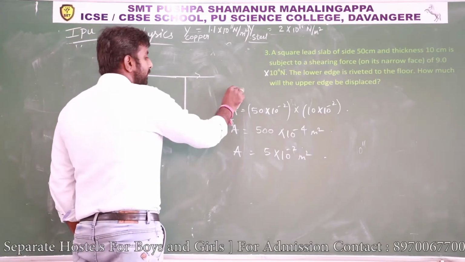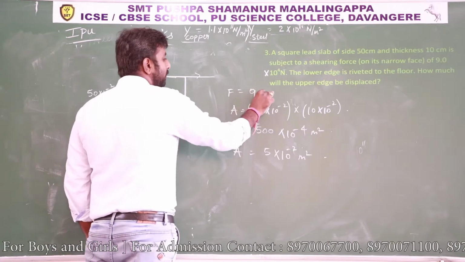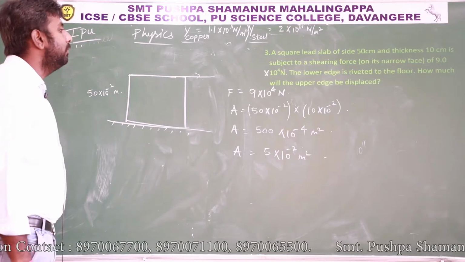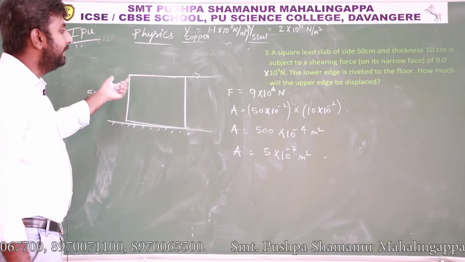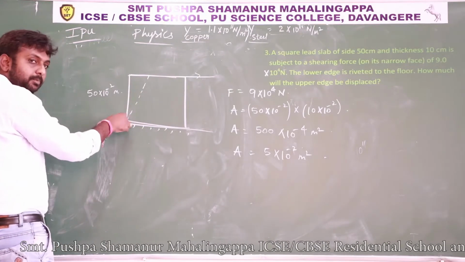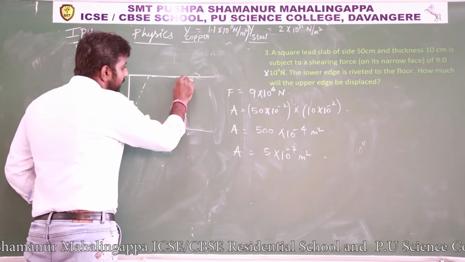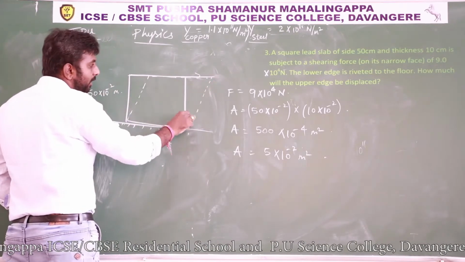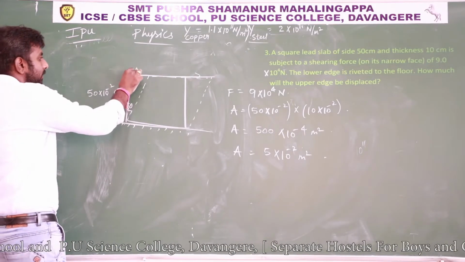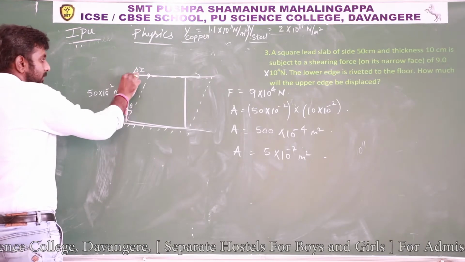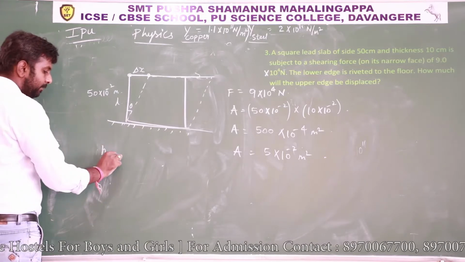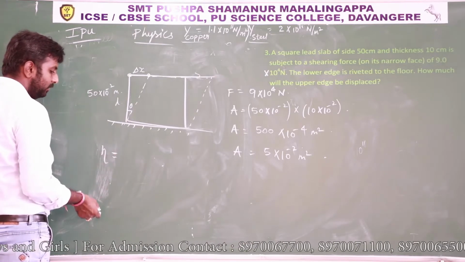Then what is the force value? The force value is given as 9 into 10 to the power 4 Newton. We have to find how much the upper edge is displaced. By applying a tangential force, the lower edge remains fixed, and there is a relative displacement between the upper edge and the lower edge. This angle is theta, this displacement is delta x, and this length is L. For this you know the rigidity modulus formula.